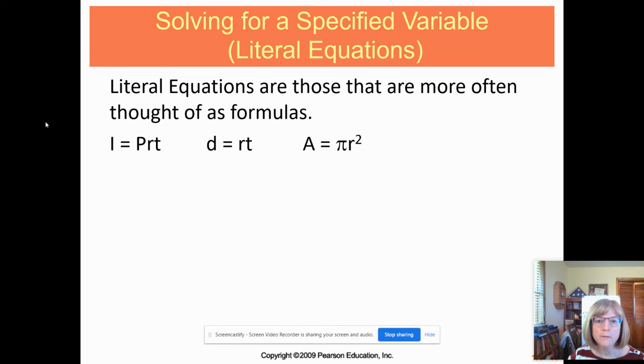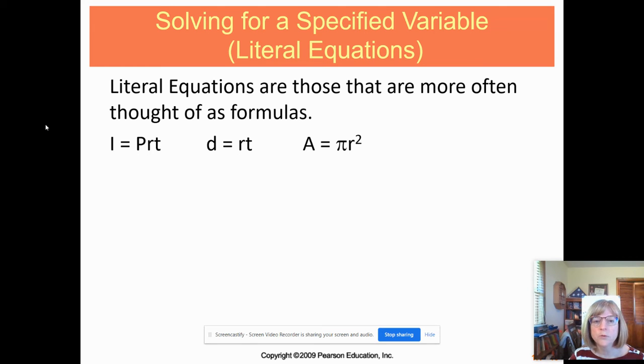So for example, I have I equals PRT. I is interest, P is principal, R is rate, and T is time. Which one you choose to see as a variable depends on whether or not you're trying to figure out how much interest, I, how much principal, how much money did we start with, P, what's our interest rate, R, or how much time did we leave our money in an account, T.